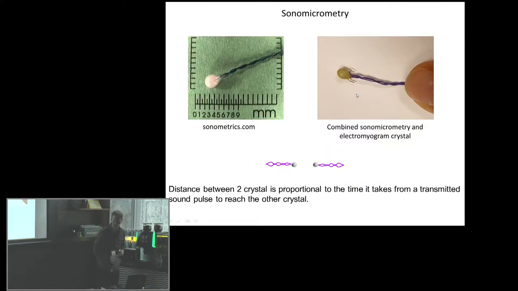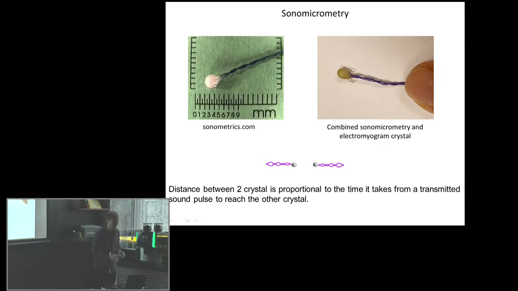So I'll go to sonomicrometry. Sono, sound. These are small ultrasound crystals that you can insert into the muscle. So you only do this in animals, you never do this in patients. And when you have large animals, typically we use 2 millimeter or 3 millimeter crystals.